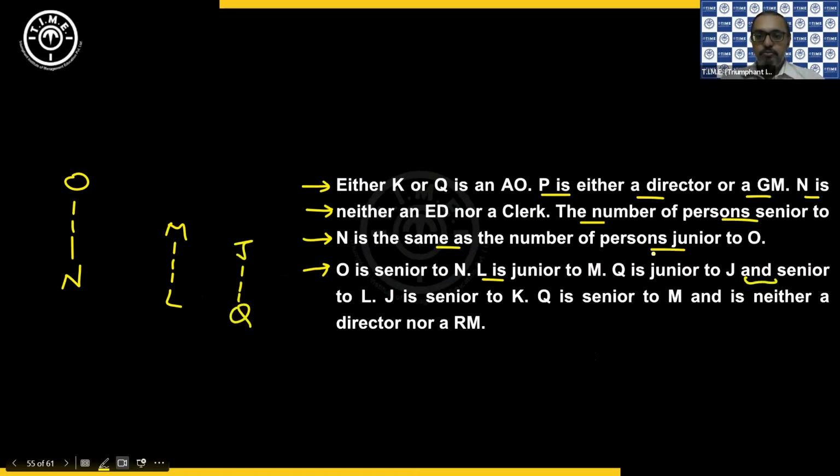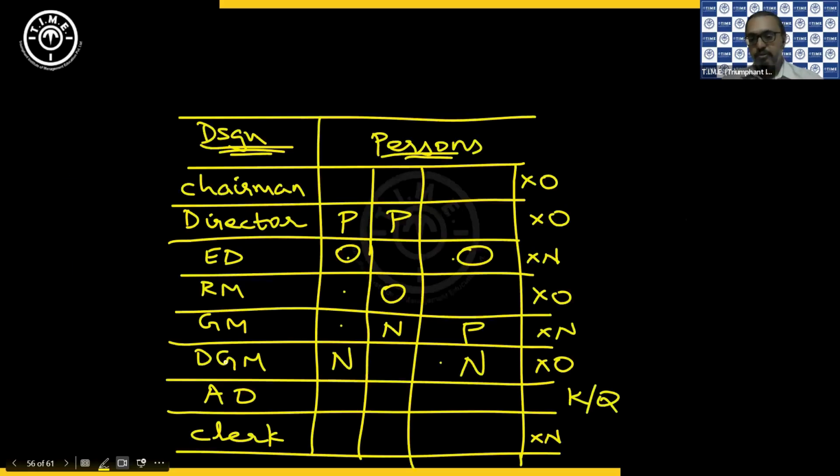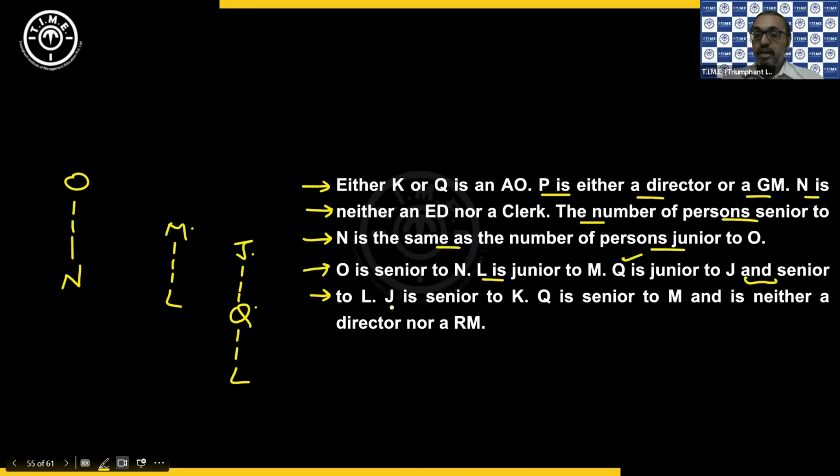And that means Q, first person, is senior to L. So Q is senior to L. So now L has to come below three persons: M, J, and Q. Okay, L has to come below M, J, and Q. We'll check that. Further, we have J is senior to K.